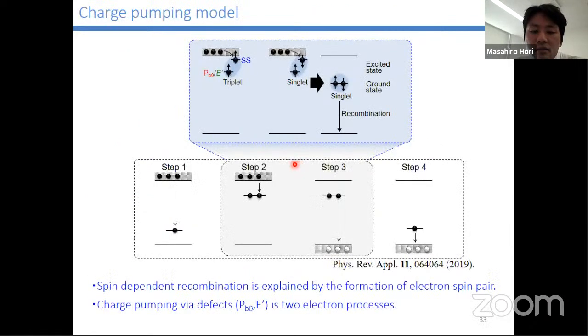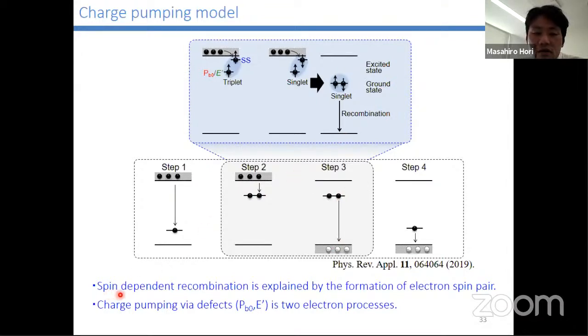Here, I'll summarize the charge pumping model. First, by applying the positive bias to the MOS gate, the first electron is captured to the defect state, and the second electron is also captured at the same defect site. And negative bias is applied to the gate. These two electrons recombine with valence band holes 1 by 1. Here, the second electron capture and recombination process is a spin-dependent process, as I showed in the previous slide.